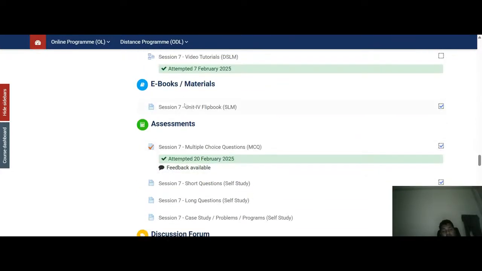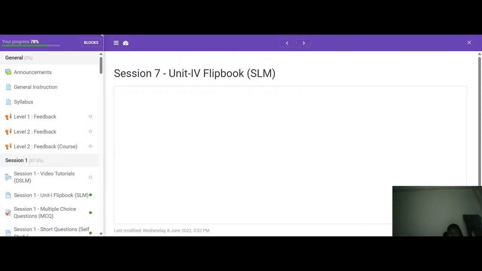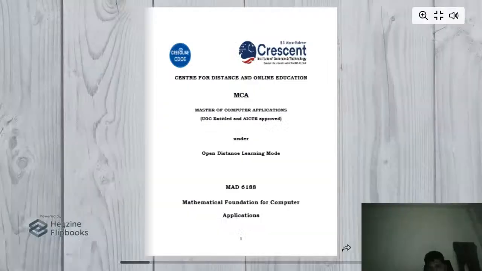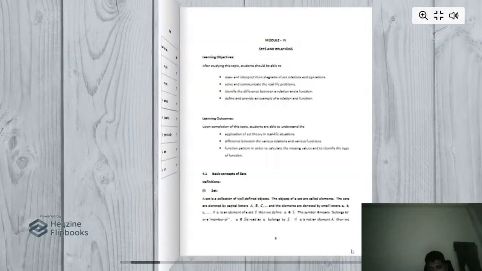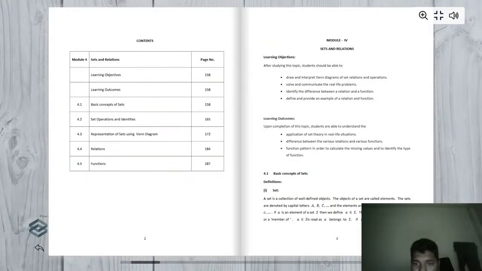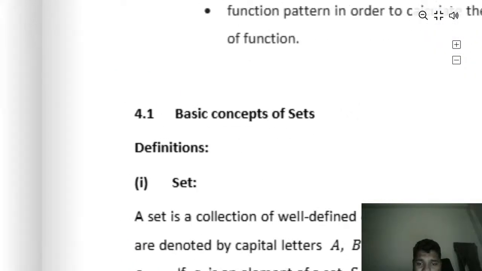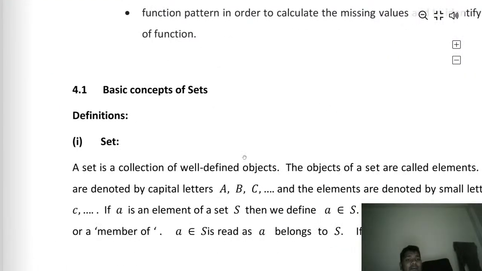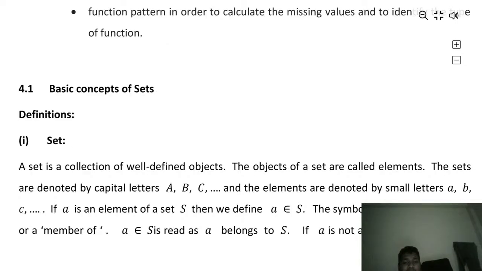In unit 4. Okay. So what is a set? A set is a collection of well-defined objects. The objects of a set are called elements.